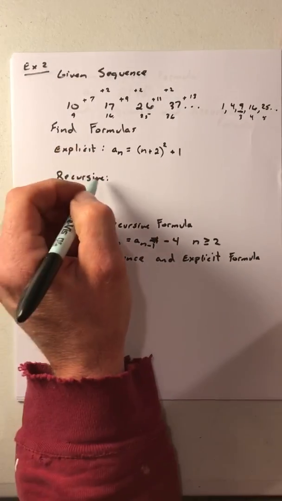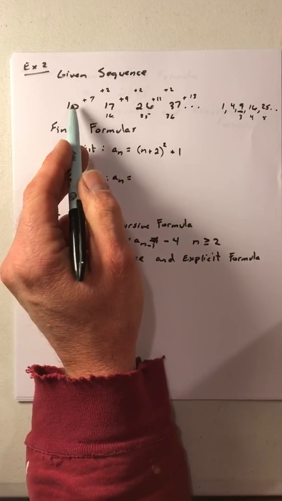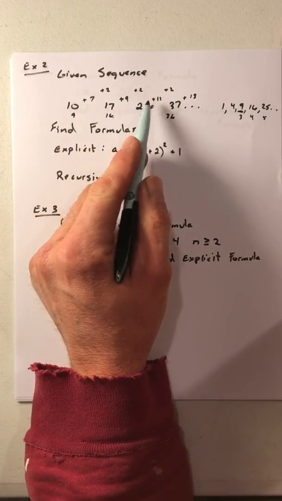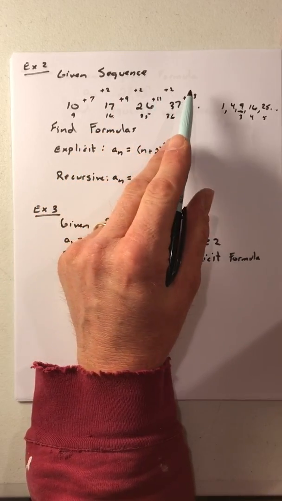So what do we do recursively? Well, we have our a sub n is going to equal. How do I get from 10 to 17 to 26 to 37? Well, I'm adding 7, then I add 9, then I add 11, then I add 13.